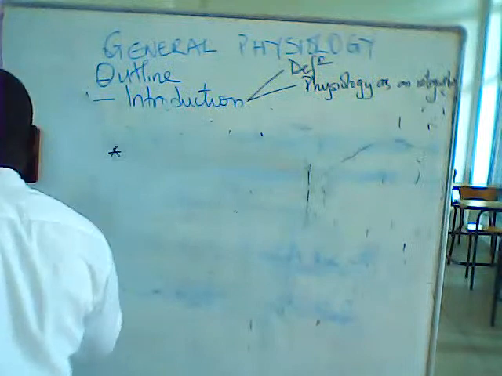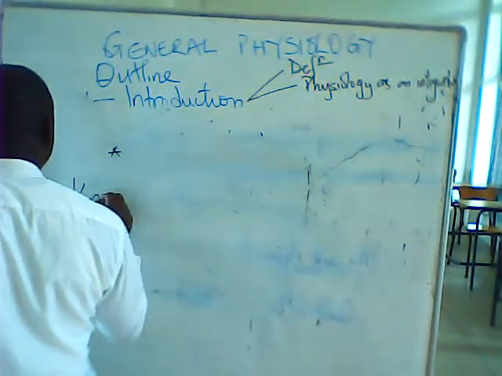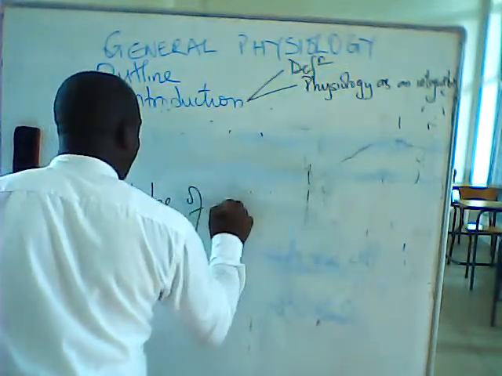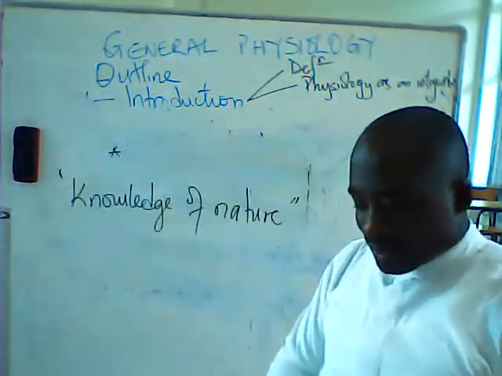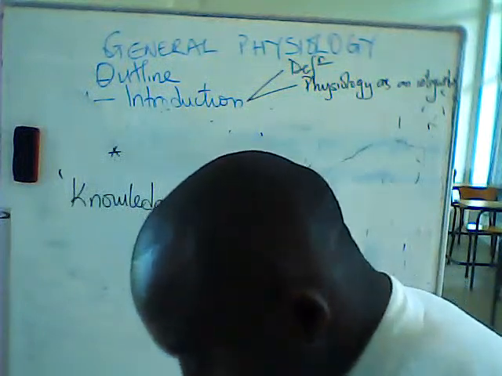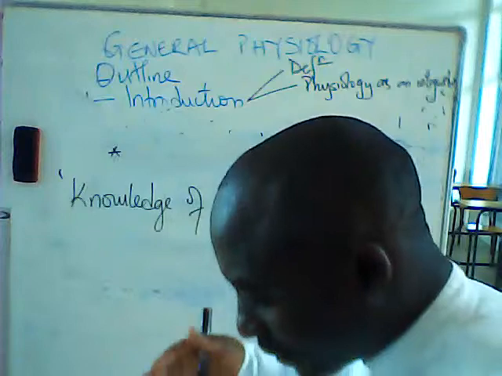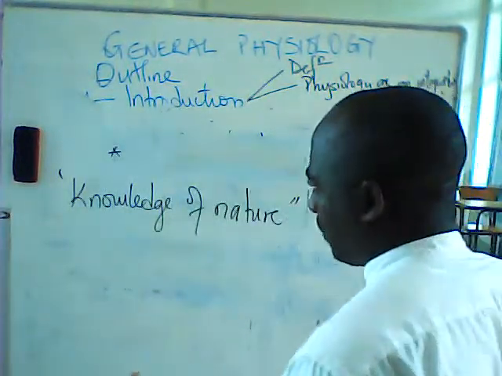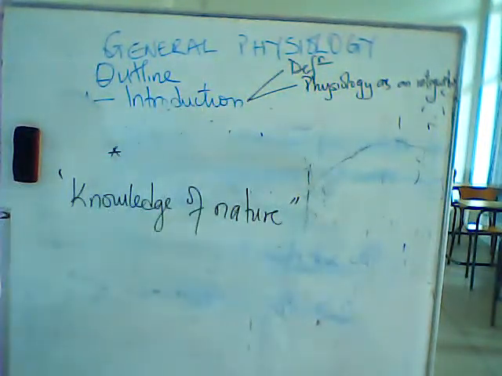Okay? So according to Aristotle, physiology was the study of the knowledge of nature. Okay, so he used physiology in a broad sense to describe the functioning of all living organisms.